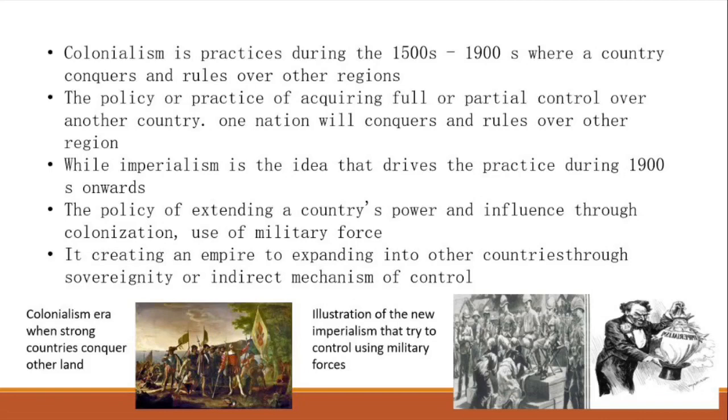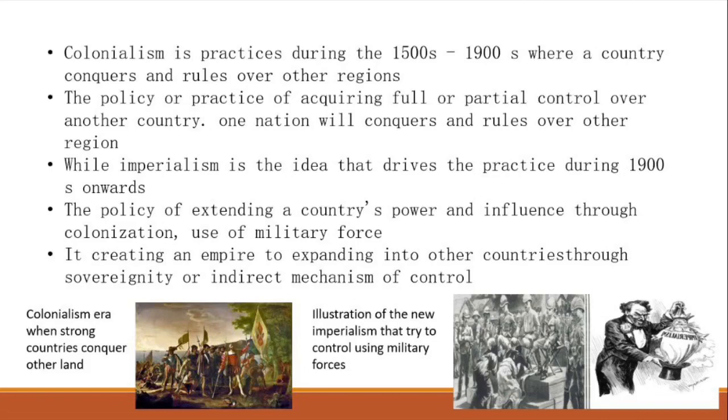Colonialism is a practice that started during the 1500s and ended around 1900 in some countries, where a stronger country will conquer and rule over a less powerful country. It is the policy or practice of acquiring full or partial control over another country. It depends on the agreement agreed by the regions, and one nation will conquer and rule over the other region.